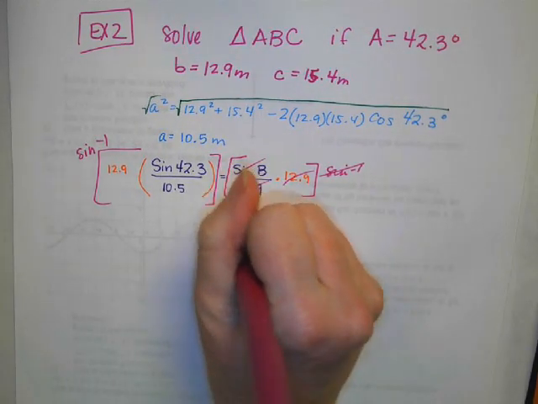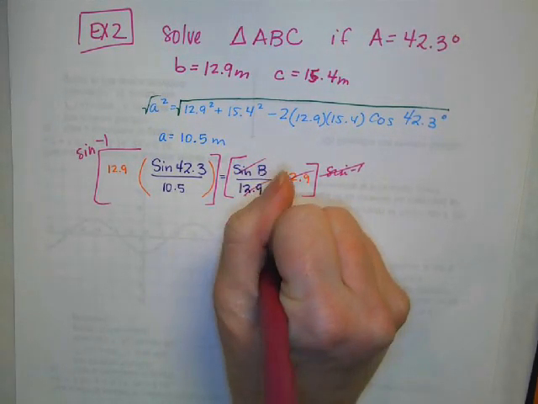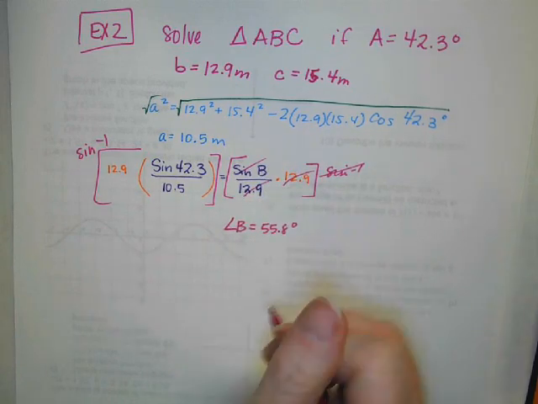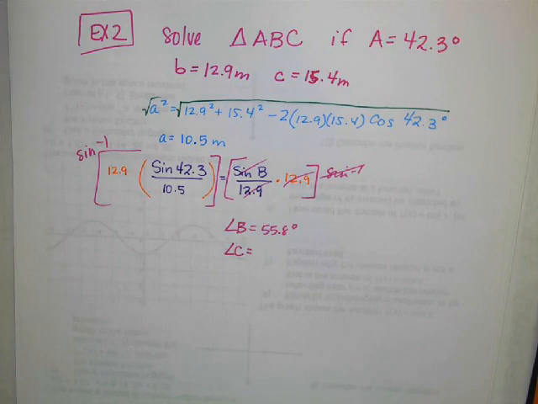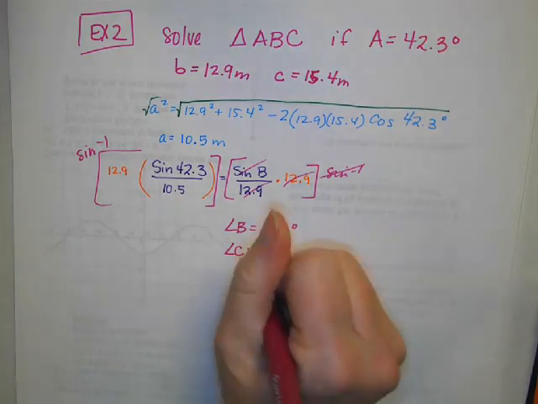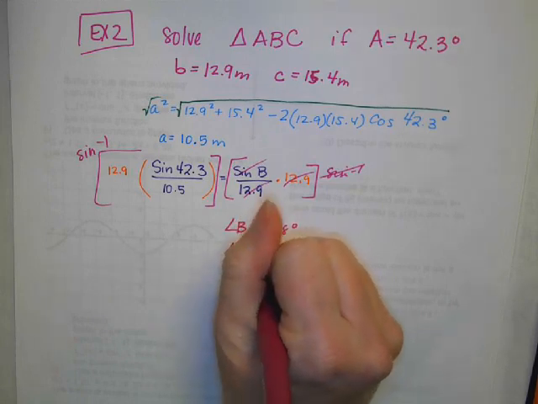And that angle B is 55.8. And then I can find angle C just by adding and subtracting from 180. So angle C is 1.9.